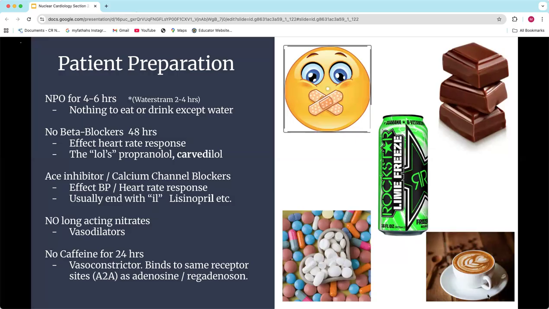The other one is no long-acting nitrates. So anything that they have that can be a vasodilator. We want to stay off vasodilators because we don't want to already be dilated. If we're already dilated, then we can't tell a difference between a rest and a stress.